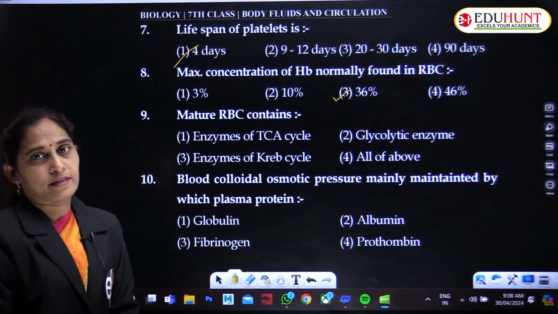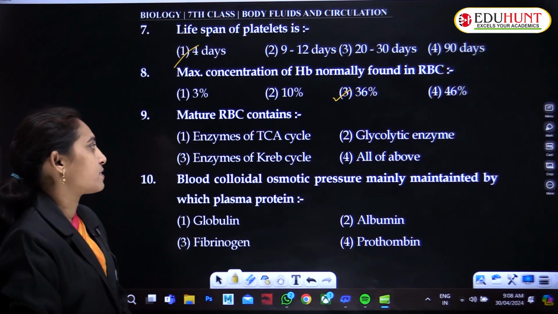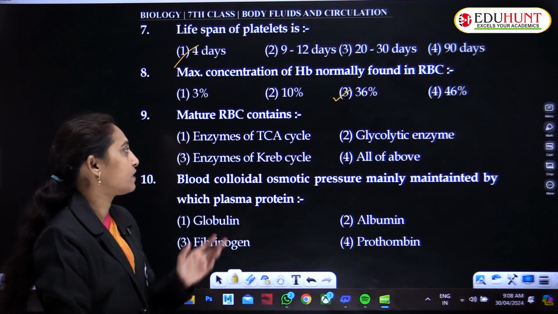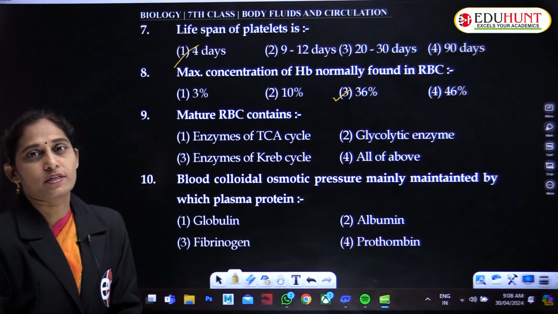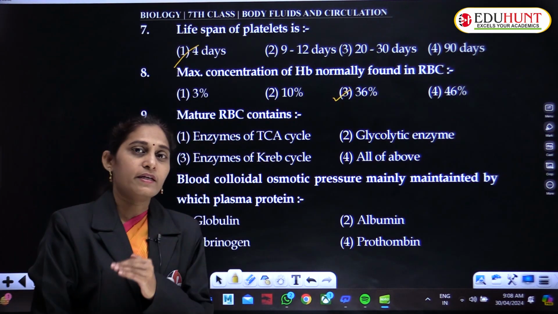Mature RBC contains enzymes of TCA cycle. What is TCA cycle? Tricarboxylic acid cycle, Krebs cycle, citric acid cycle, all are the same.